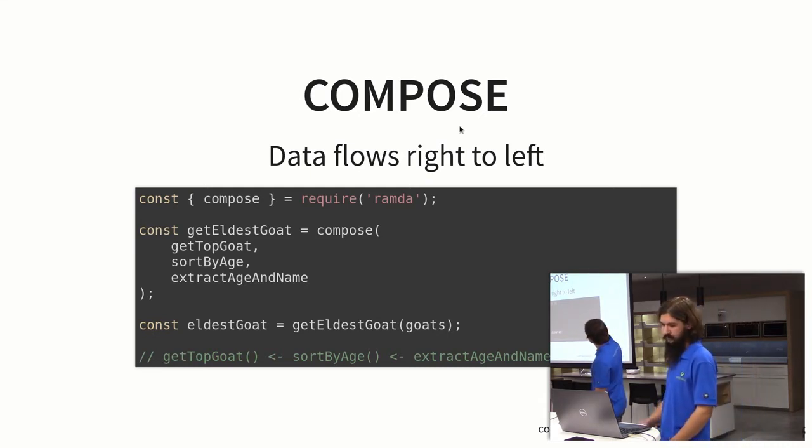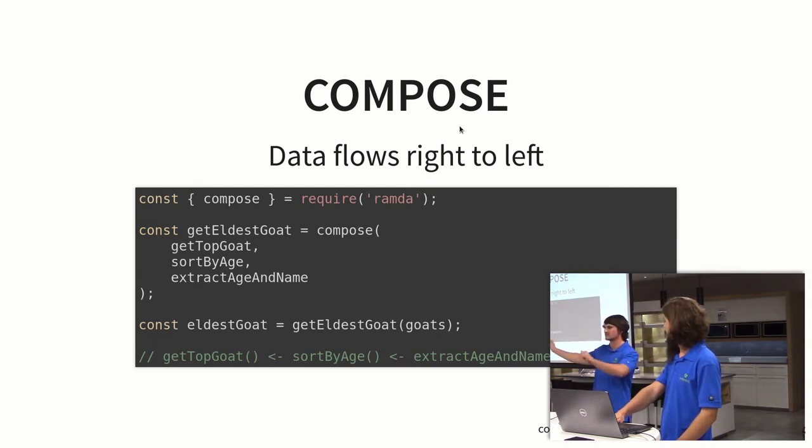And when goat gets passed in, it goes into your pipeline, gets extracted, sorted, gets top rows, and then our argument pops out the other side. We like the way this reads.